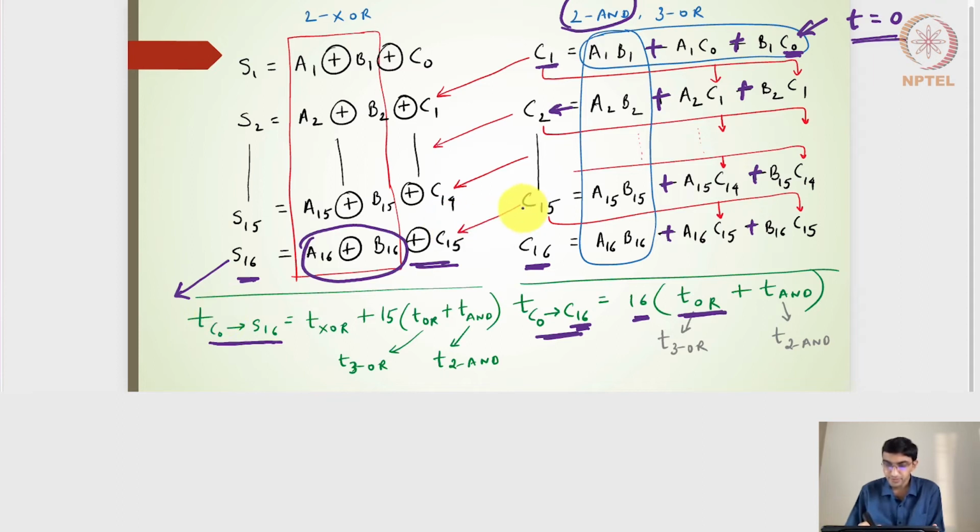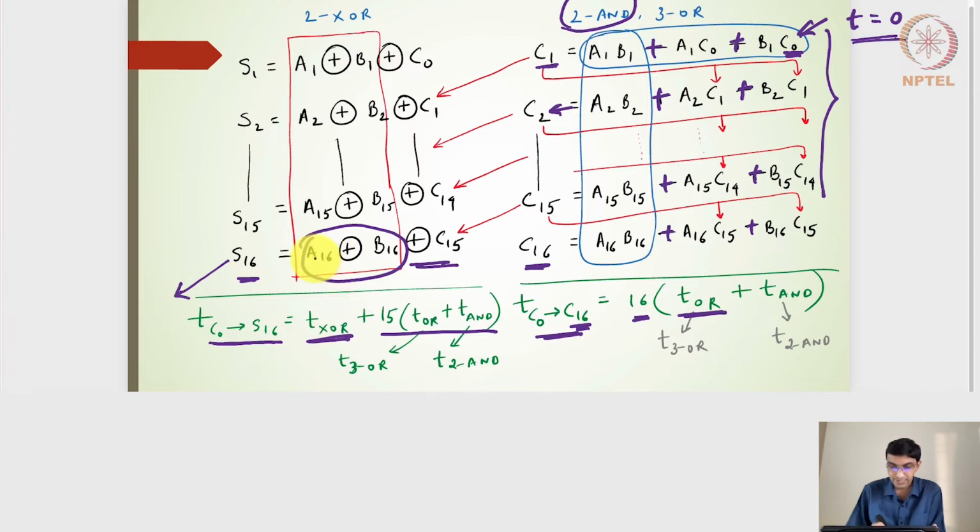Right, so C15 will be available for when this is generated. It has to wait for 15 times the T of the 3-bit OR gate plus T of the 2-bit AND gate. So if it is C15, it has to be 15 times T OR gate plus T AND gate. Right, so 15 T OR plus T AND, and then one T XOR delay will give us the delay for generating the S16 bit.